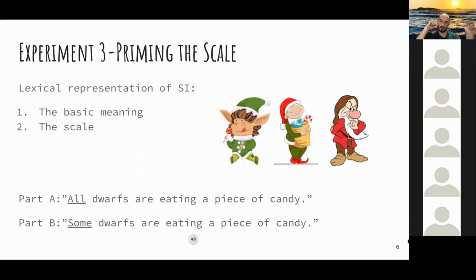Before jumping into the third experiment itself, I would still need to mention that in order to represent the lexicon of the scalar implicature, there are two components. So you have the basic meaning, which is basically the hearer who hears and thinks about the word some, and then represents it in their lexicon. And then the second part, you have the scale, which is the hearer who acknowledges the fact that the speaker could have used all instead of some, and then decides which one to use. So onto the experiment itself.